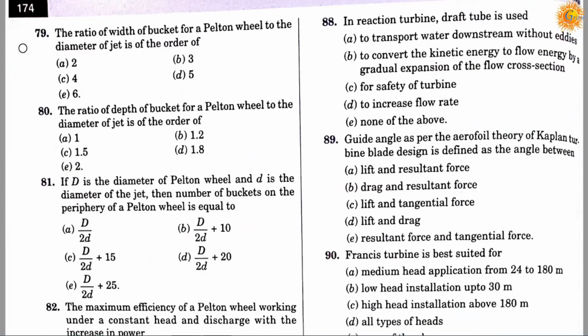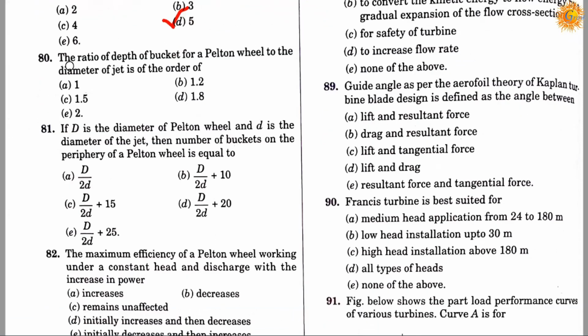Question number 79. The ratio of width of bucket for a Pelton wheel to the diameter of the jet is the order of option A is 2, option B is 3, option C is 4, option D is 5, option E is 6. So correct answer is D. It will be 5.